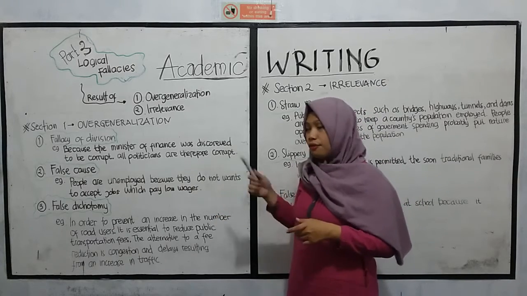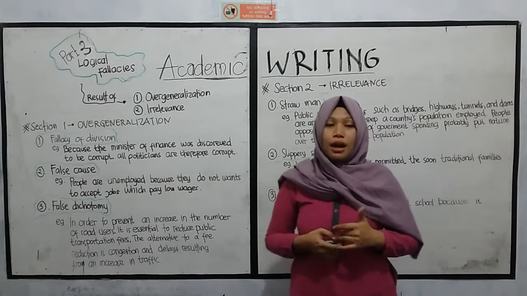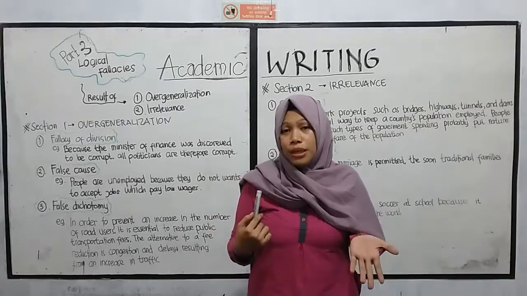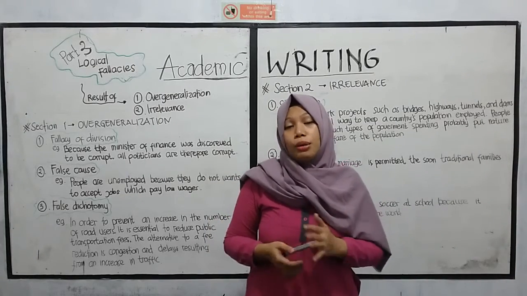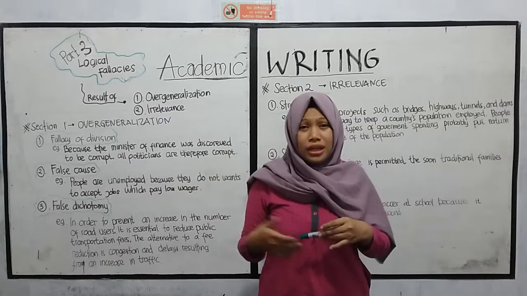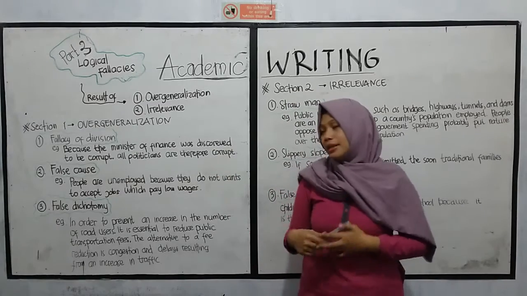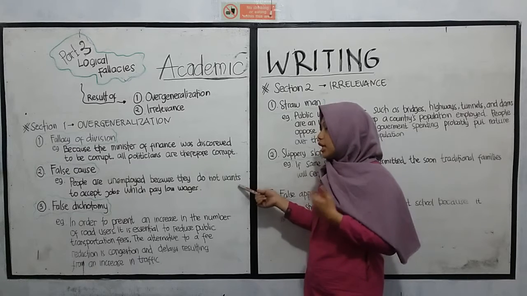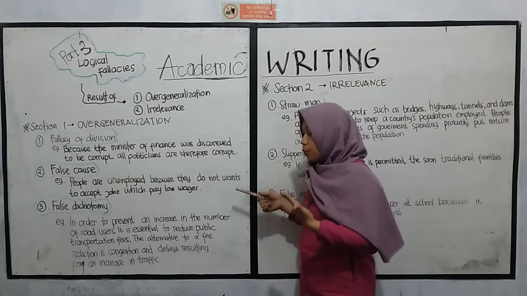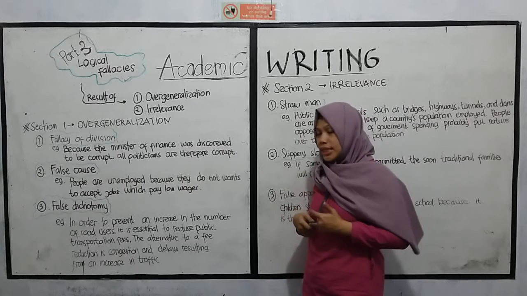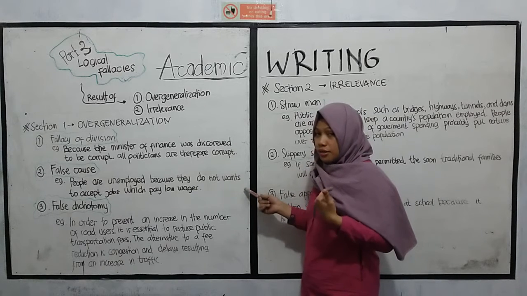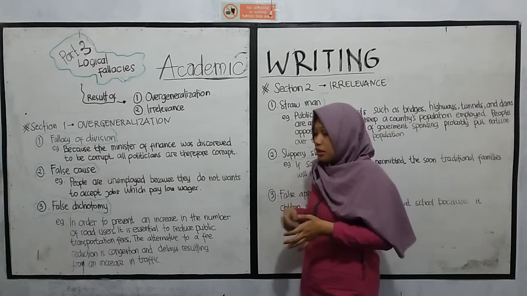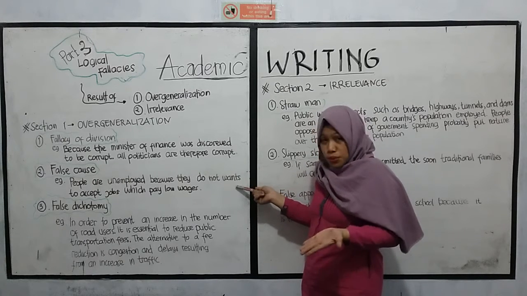The second is false cause. False cause is when the cause hasn't been proven, or it cannot be proven, so it's a weak argument. For example, people are unemployed because they don't want to accept jobs which pay low wages. This argument mentions that the reason why people become unemployed is because they don't want to accept jobs which pay low wages.